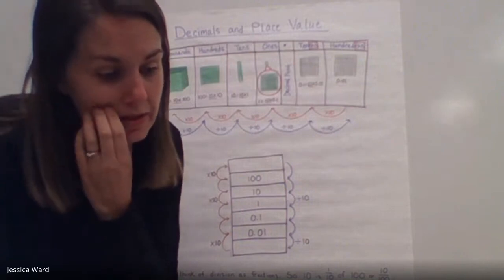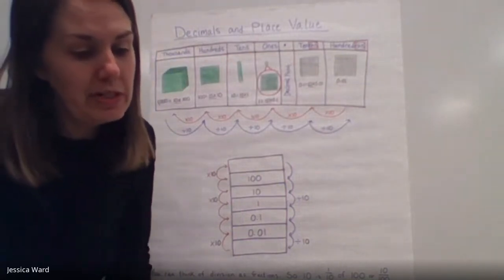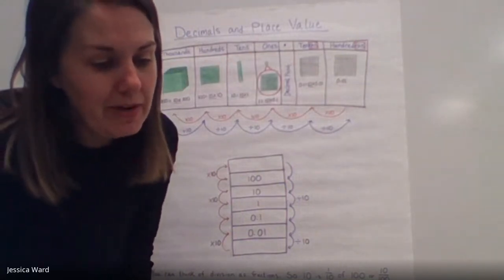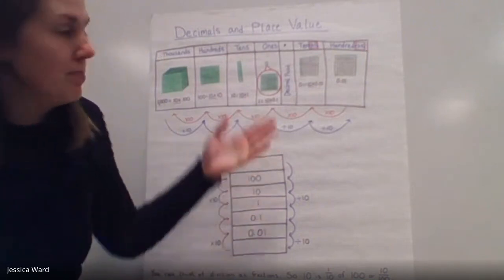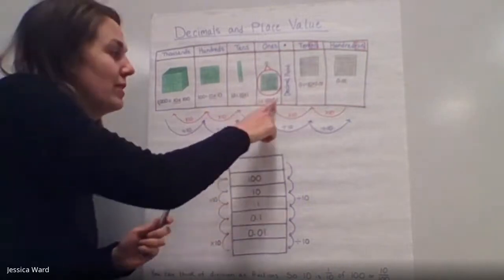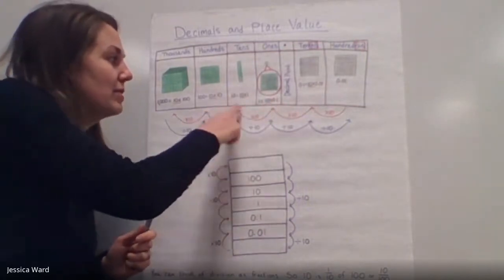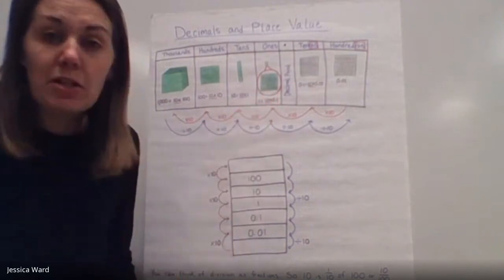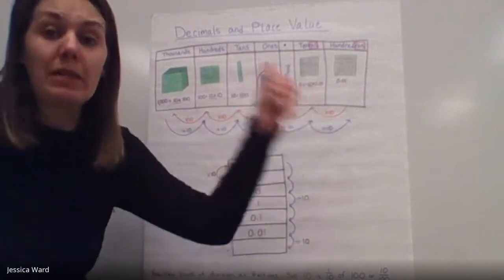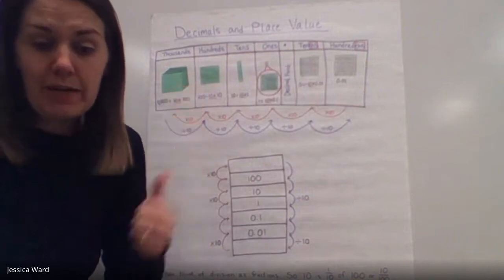Number 3 says, look at your equations in problems 1 and 2. Explain how the value of each place value compares to the value of the place to its right. So if we're moving to the left, this one is 10 times the one to the right of it. So each time we're multiplying by 10 to increase our place value, right?